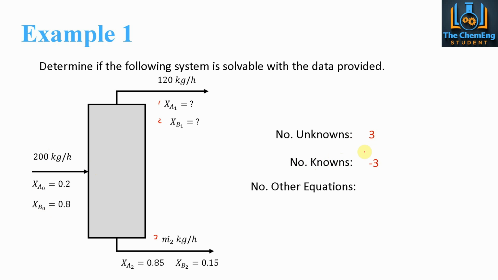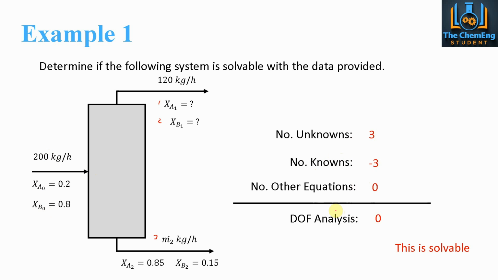So when we perform this calculation, 3 plus minus 3 is going to give us 0. So that means we have enough information. It's not an overspecified system and we don't lack information. We have enough that we can solve for this system.